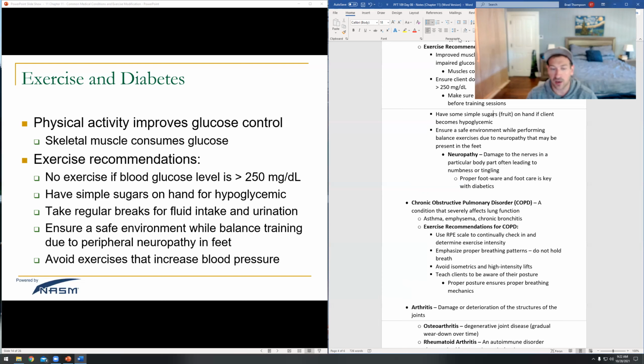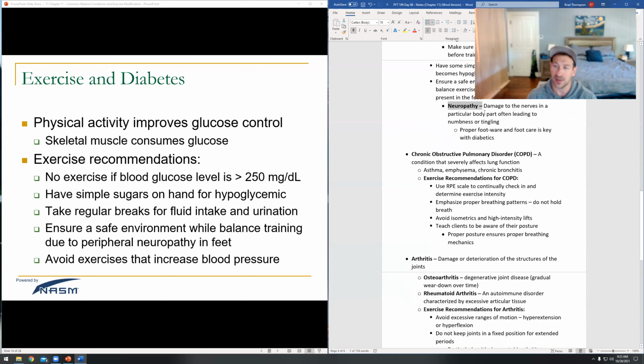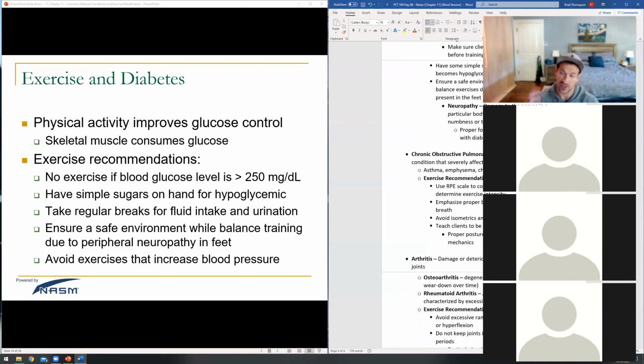Ensure a safe environment while balance training. Remember, a lot of clients who have diabetes will often get nerve damage related to that diabetes. We call that neuropathy, which is damage to the nerves in a particular body part. So this will often lead to numbness or tingling, oftentimes in the extremities. It's usually in the legs. It can also sometimes happen in the hands. But we just want to make sure that we are keeping an eye on that.